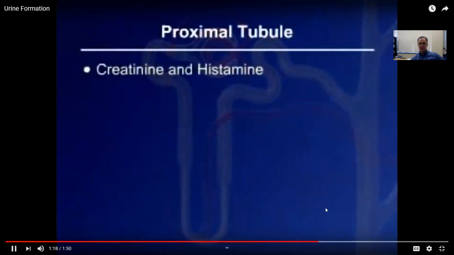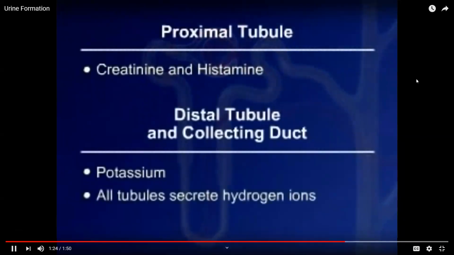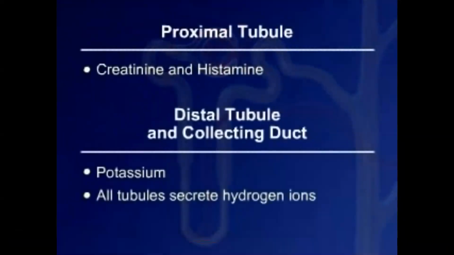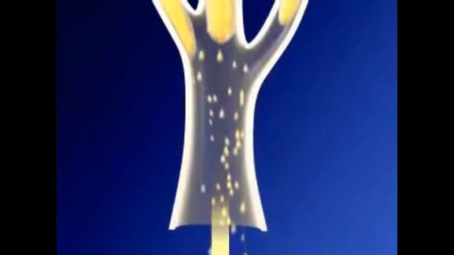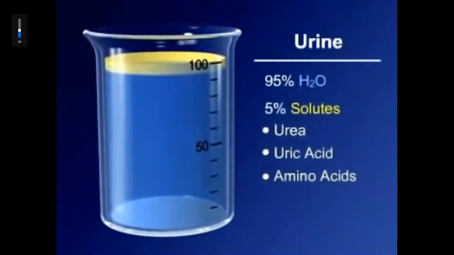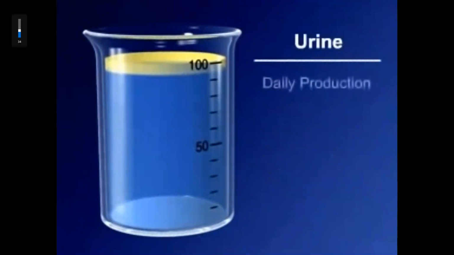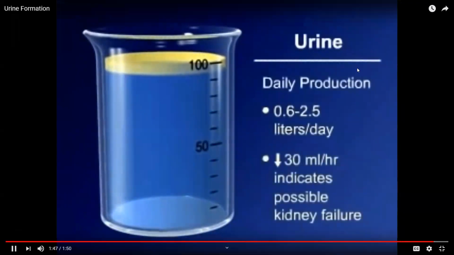The proximal tubule secretes creatinine and histamine, and the distal tubule and collecting duct secrete potassium into the filtrate. All the tubules actively secrete hydrogen ions to regulate the pH of the body fluids. The filtrate is now urine. Urine is about 95% water with dissolved urea, uric acid, amino acids, and electrolytes. The daily production is about 0.6 to 2.5 liters per day. Urine production below 30 milliliters per hour indicates possible kidney failure.